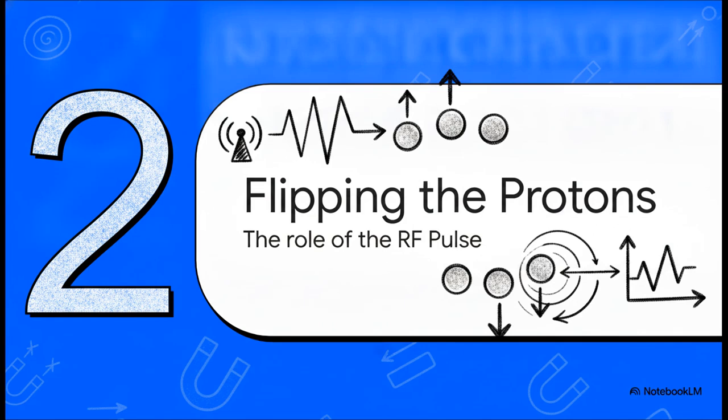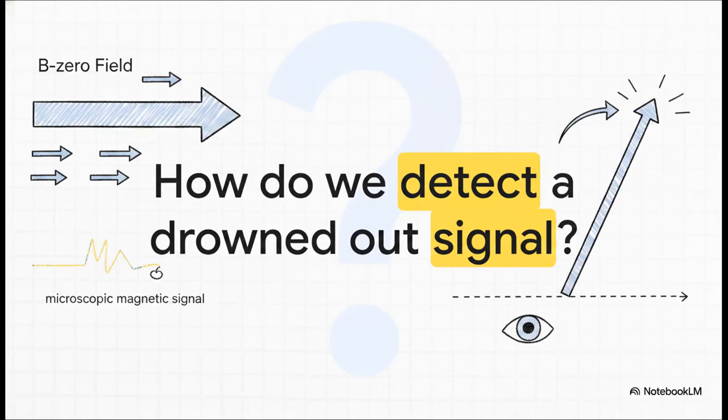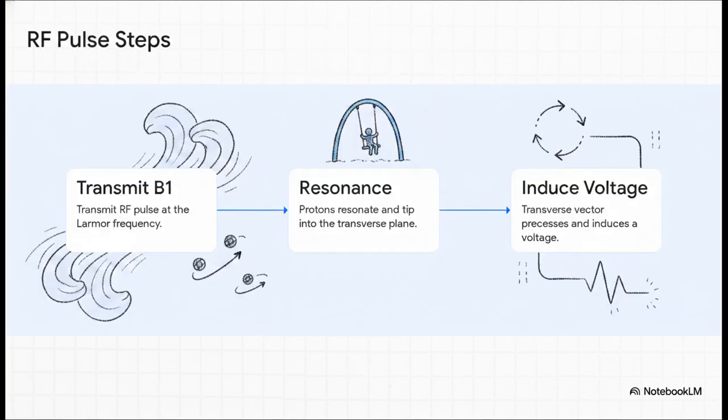Section 2. Flipping the protons. The critical role of the radio frequency, or RF pulse. So now that we have our protons aligned and wobbling at their Larmor frequency, we run into a major engineering problem. How do we detect a microscopic magnetic signal when it's completely drowned out by the scanner's enormous static B0 field? The short answer is, we can't. Not while it's parallel to that main field anyway. We absolutely have to tip that magnetization vector away from the main axis so our coils can actually pick it up. And here's exactly how we pull that off.